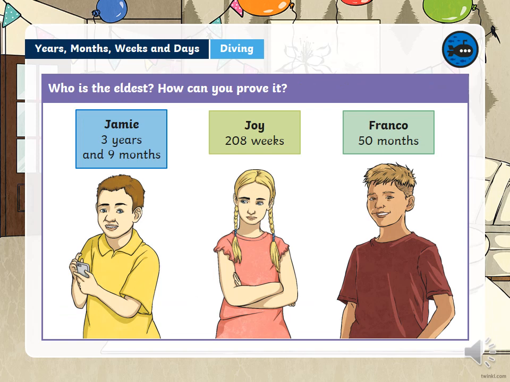Okay, so who is the eldest and how can you prove it? So look at these three: Jamie, Joy and Franco. Jamie's 3 years and 9 months, Joy is 208 weeks, and Franco is 50 months. So if you convert all of them to weeks or to months, then you'll be able to figure out who's the eldest, or you'll be able to compare easily.